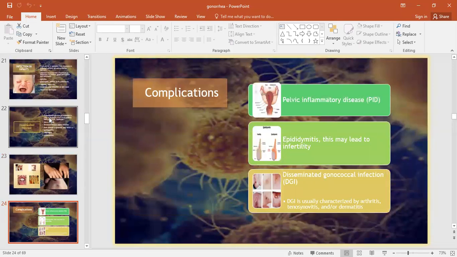Now the complications. Gonorrhea can lead to pelvic inflammatory disease in females and epididymitis in males, which may lead to infertility, and disseminated gonococcal infections, whose most common signs and symptoms are arthritis, tenosynovitis, and dermatitis.